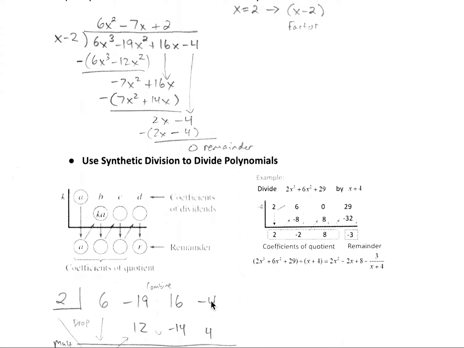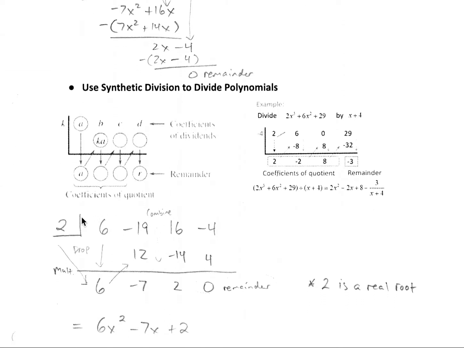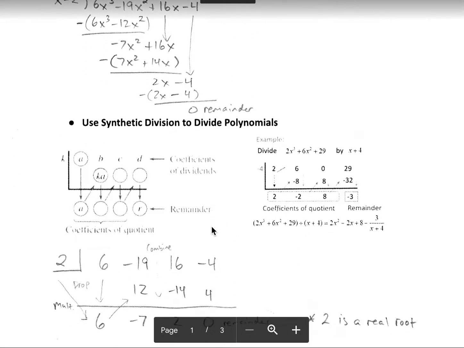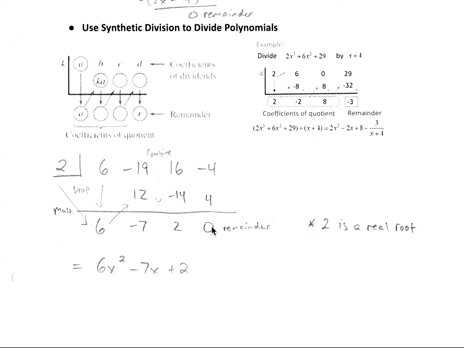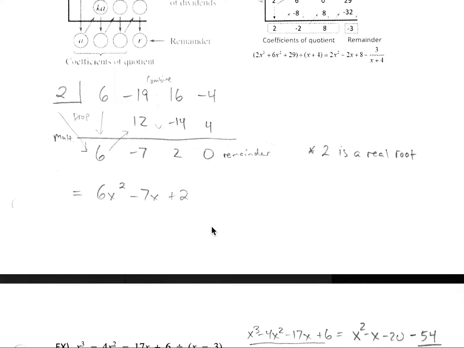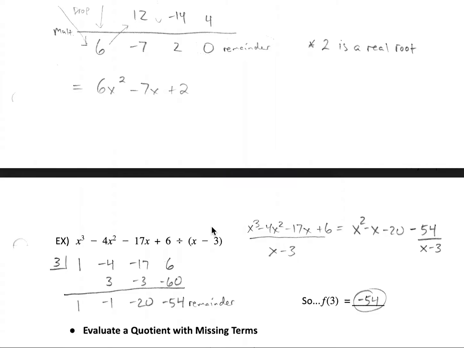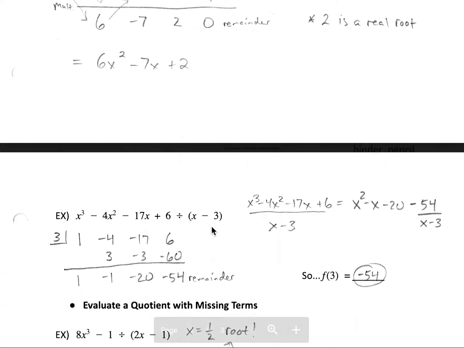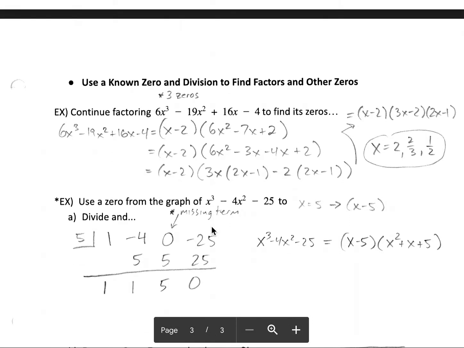So notice that we got the exact same thing, 6x squared minus 7x plus 2, in a much more concise and hopefully faster way than using long division there. So we're going to continue to use synthetic division for the rest of our examples. All right, so what could we do with that? So we took that, let's see if I'm in order here. There we go. Sorry, I'm skipping a page.